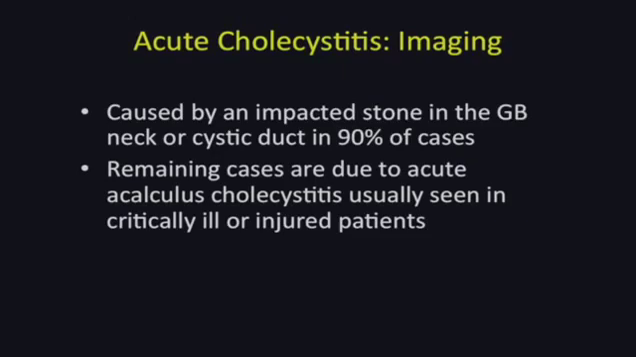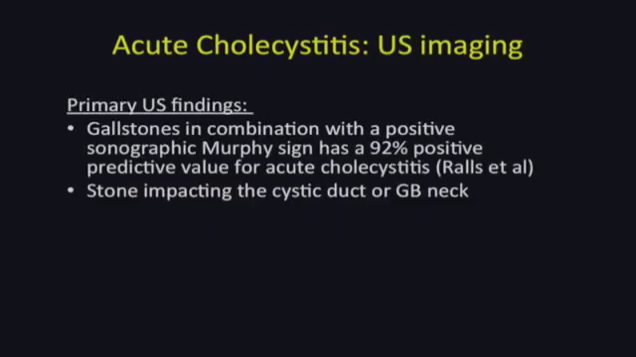In 90% of cases, acute cholecystitis is caused by an impacted stone in the gallbladder neck or the cystic duct. So it is imperative that we look for this impacted stone in the gallbladder neck or the cystic duct. In the remaining cases, the cholecystitis is due to acute acalculous cholecystitis, which is usually seen in critically ill or injured patients.